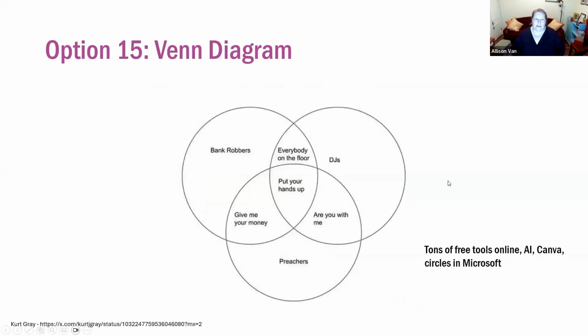Okay, option 15, a Venn diagram. This one's just fun. I almost never use Venn diagrams, but every once in a while, it's really useful for showing the relationship between particularly themes or core ideas.